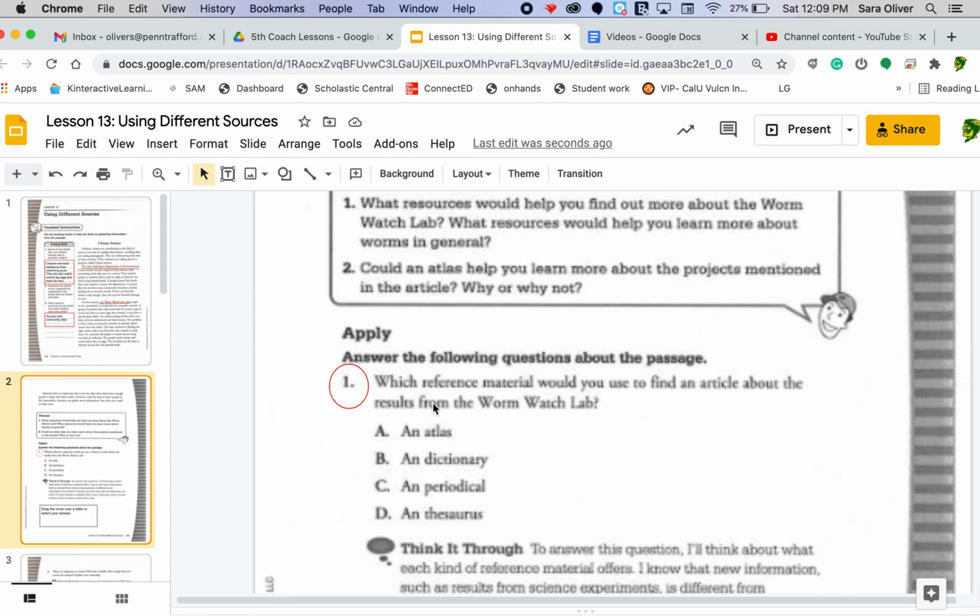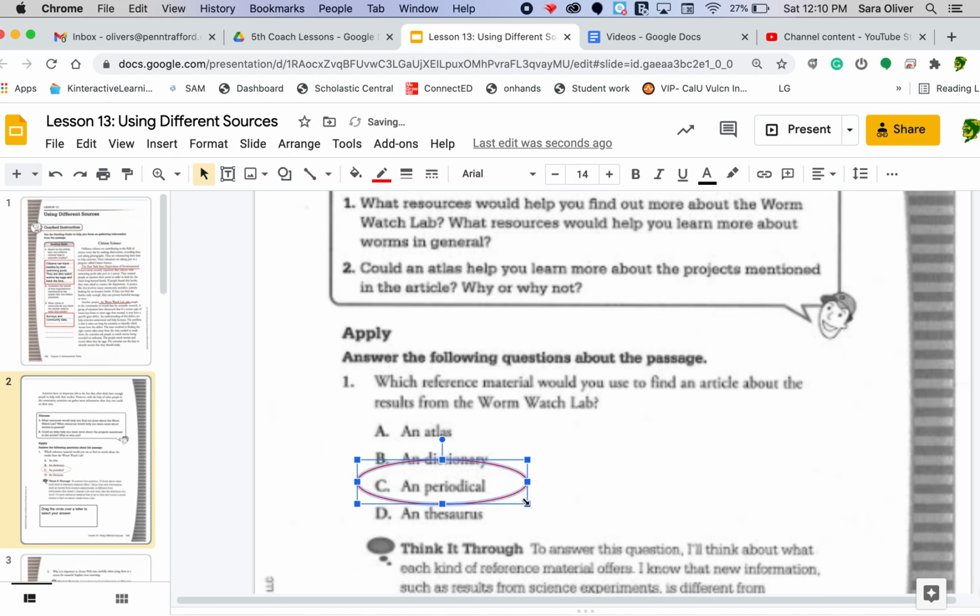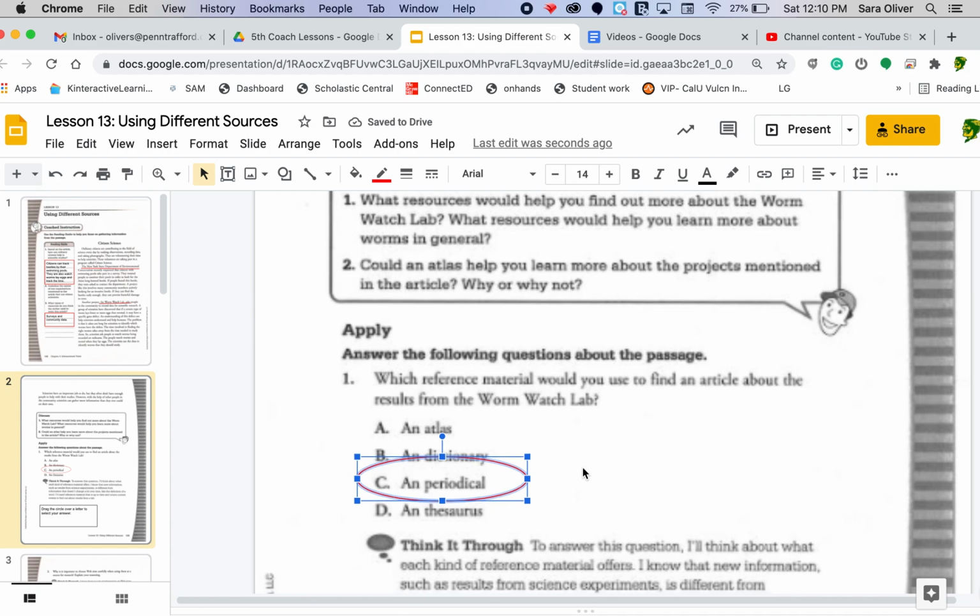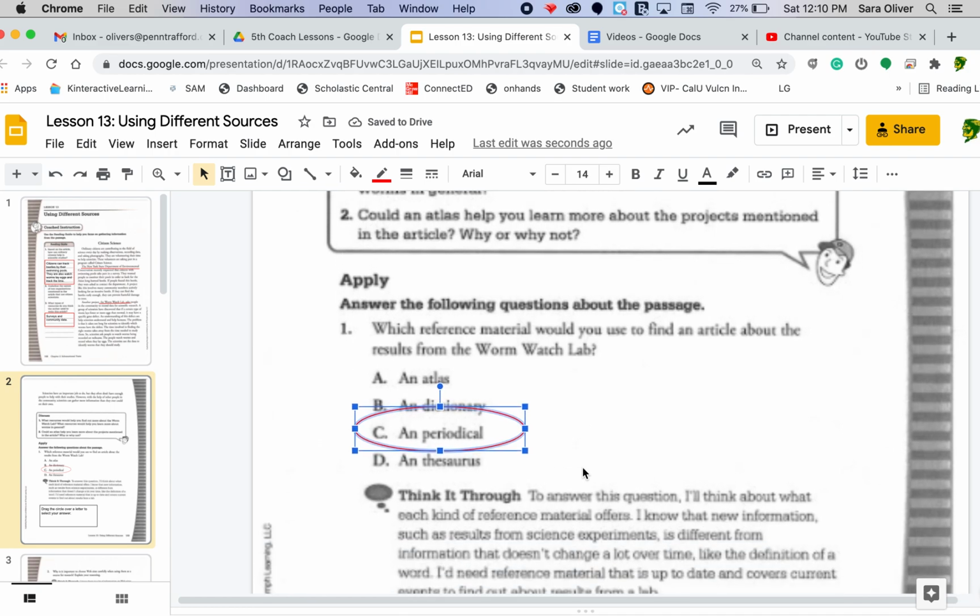Which reference material would you use to find an article about the results from the Worm Watch Lab? Well, I want to get information about the data. So I'm not going to need a map. I don't need to know the meaning of a word. And a thesaurus is also giving me information about words. So the only one that really makes sense is a periodical, which again I said is like a newspaper or a magazine that tells about events.